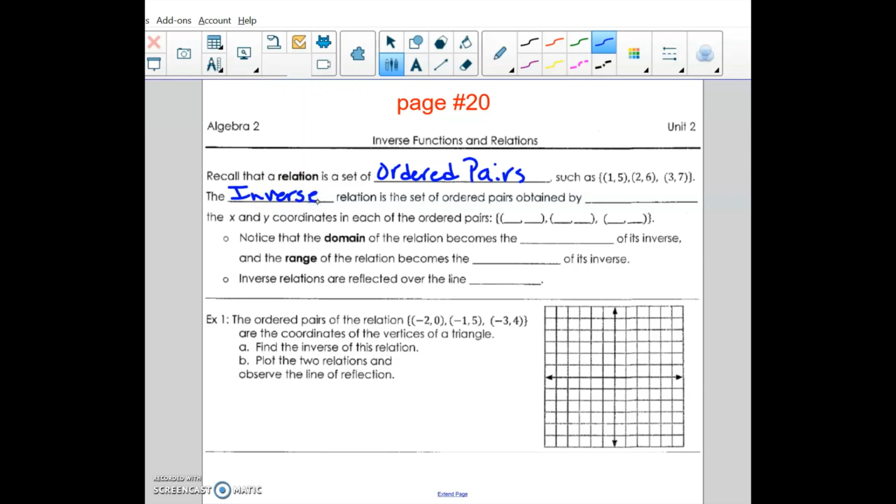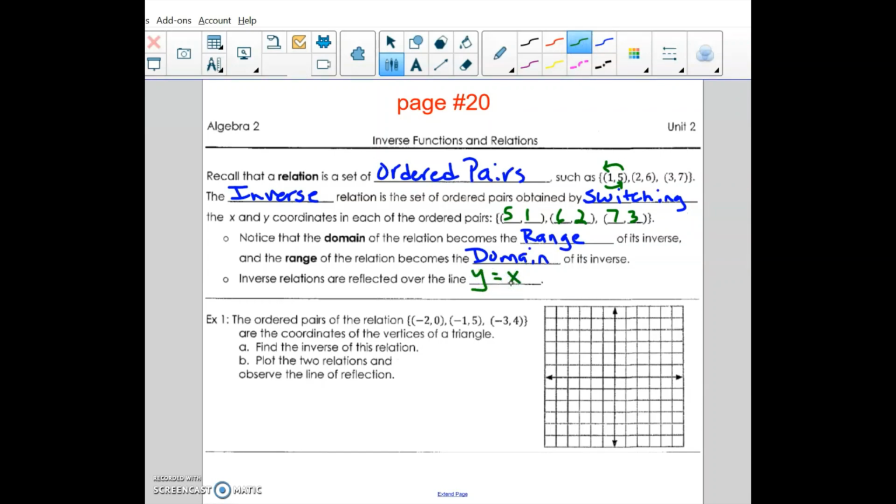is a set of ordered pairs obtained by switching the x and the y coordinates in each of the ordered pairs. So literally, we're going to take this 5 and the 1, and we're going to switch spots. So that becomes (5, 1), (6, 2), and (7, 3). Notice that the domain of the relation becomes its range, and the range of the relation becomes the domain. So they switch. And inverse relations are reflected over the line y equals x.